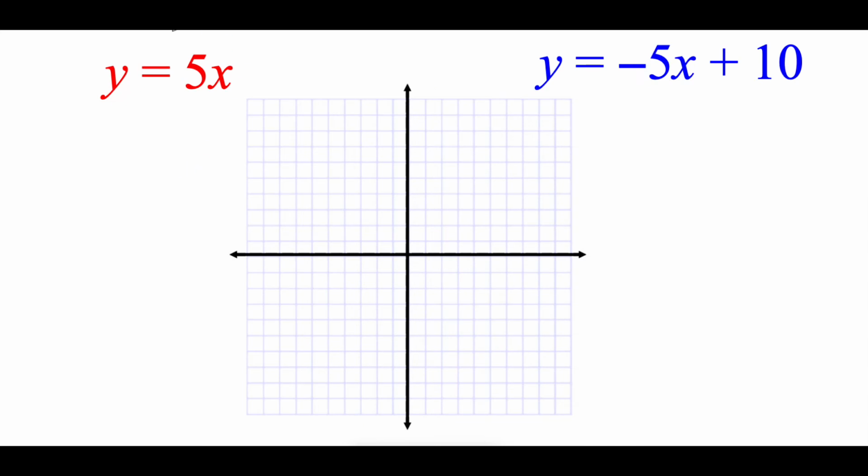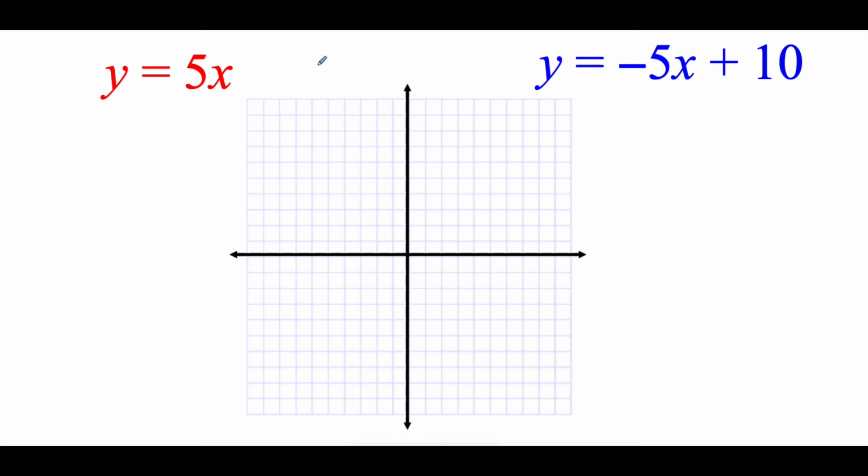In our next example, we've got the equations y equals 5x and y equals negative 5x plus 10. The very first thing that we're going to do is graph out both of our equations. I'm going to start with the equation on the left here, y equals 5x. It's written in slope-intercept form, so I'm going to identify the b value for the y-intercept and the m value for the slope and use those to help me graph this out.